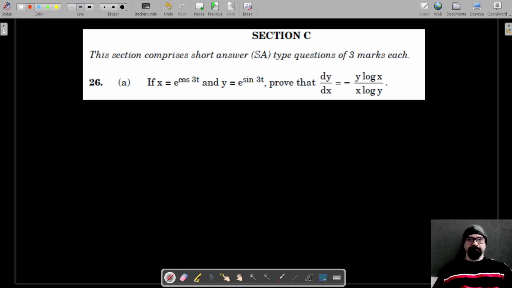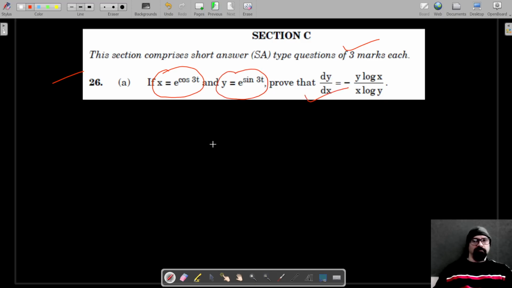Okay, for question number 26, part A, this section comprises short answer questions of 3 marks each. Our functions are x is equal to e raised to the power cos 3t, y is equal to e raised to the power sin 3t, and we have to prove this. These functions are in the parametric form.